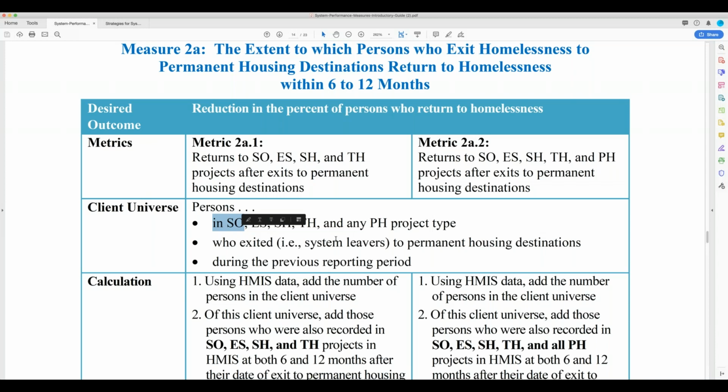So if someone who had left safe haven in the previous year and been housed comes back to the street and is engaged by a PATH worker on street outreach, that's going to be a return to homelessness that's included, even though our street outreach program in that case is not CoC funded. It's part of our CoC's HMIS, as is the Safe Haven program, and it's going to show that as a return to homelessness.